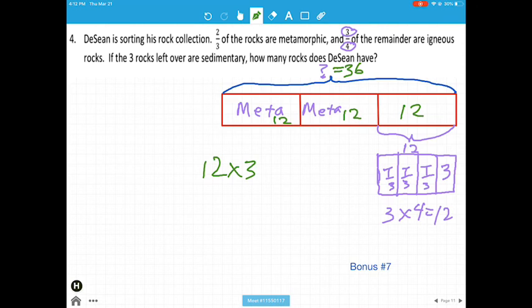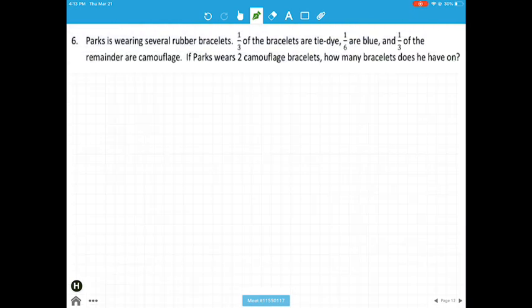Any questions? Okay, this one went backwards. I did a lot of the questions in class that went forward. Okay, so hopefully that helped you. So there's 36 rocks. All right, let's go forward.